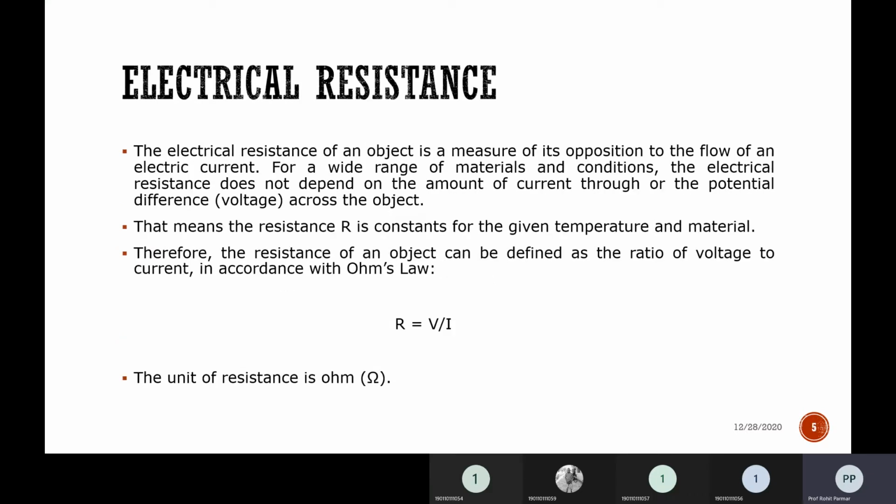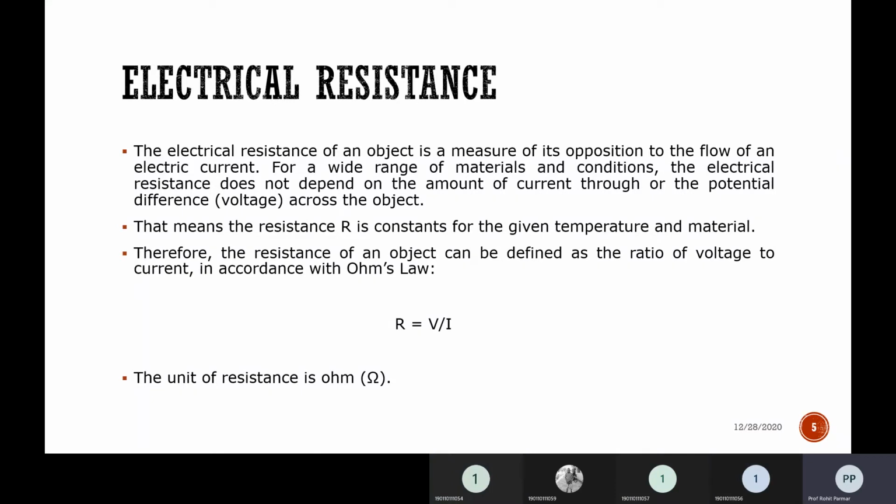Okay, now resistance R is equal to V by I. Is it known to you? Are you aware about this equation? R is equal to V by I. Yes, sir.